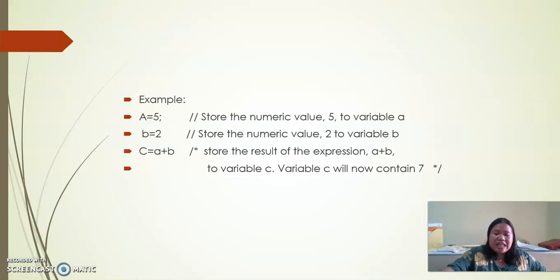Okay. Now, for example, look at the example, class. A is equal to 5. It means store the numeric value 5 into a variable A. B, store the numeric value into a variable B. I made a mistake here. It has to be letter A, since I put variable A in small letter in the last part. So it has to be the same.